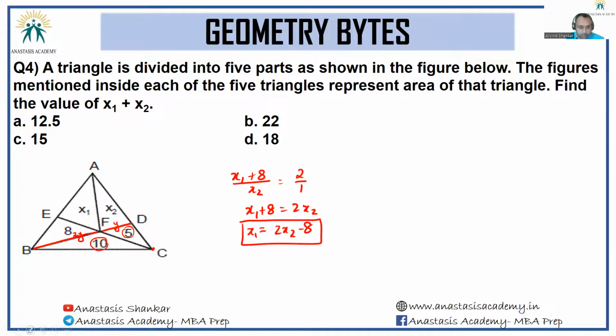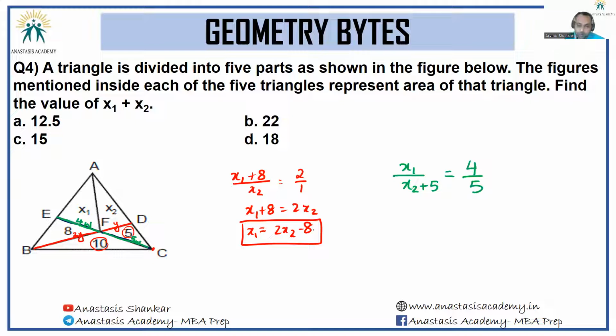Now if I can change color, yes. Now look at this. EF and FC. This one here. EF and FC. BEF and BFC. Altitude is the same. The base should be in the ratio 4W and 5W, so that you get area in the ratio 4:5. With that in mind, we will have x1 by (x2 plus 5) is equal to 4 by 5.